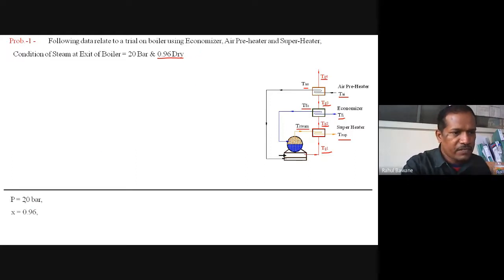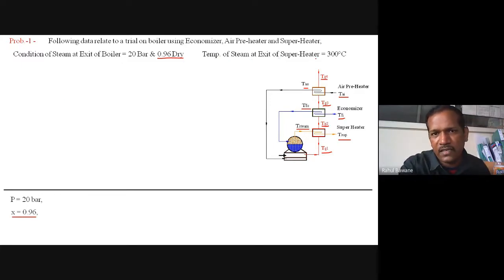So pressure is given as 20 bar and dryness fraction is given, that is 0.96, dry. Next, temperature of steam at exit of superheater. What is the notation? Temperature of steam at exit of superheater, we said T super. So T super is given as 300.